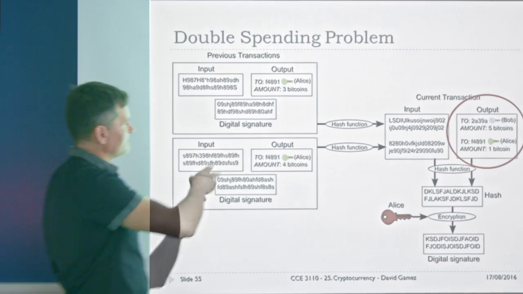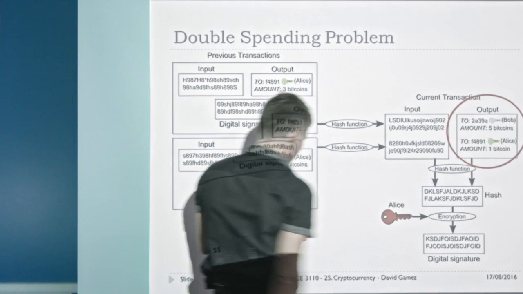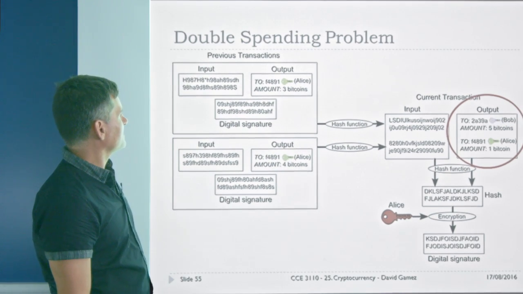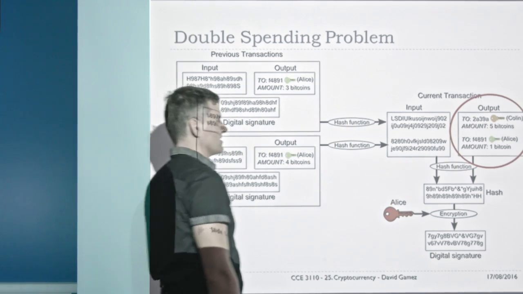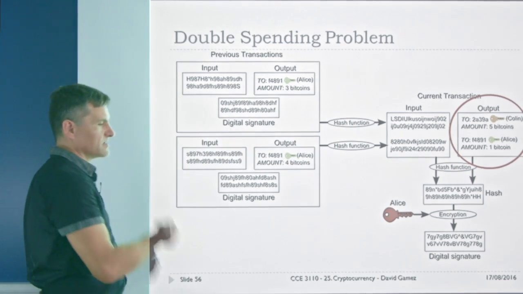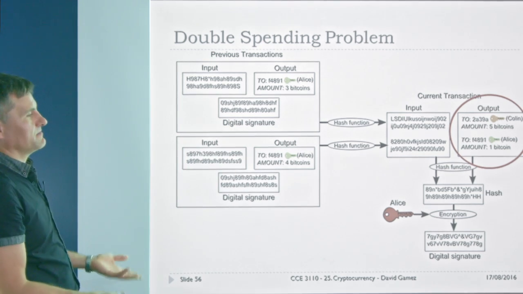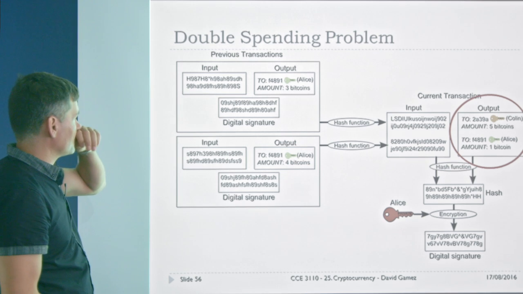So here we have her using this set of inputs to give Bob 5 Bitcoins, but she could use the same set of inputs to give the same 5 Bitcoins to Colin. So she spent the same money twice, giving 5 Bitcoins to Bob and 5 Bitcoins to Colin, and one of them is the loser, right? And she could just do this indefinitely.